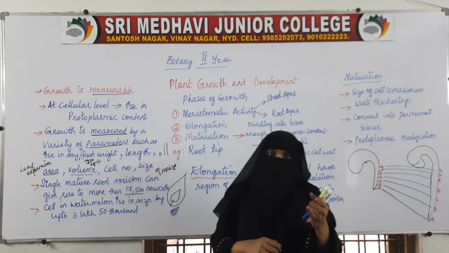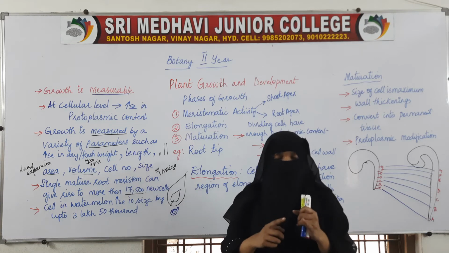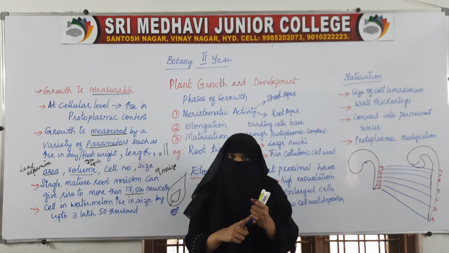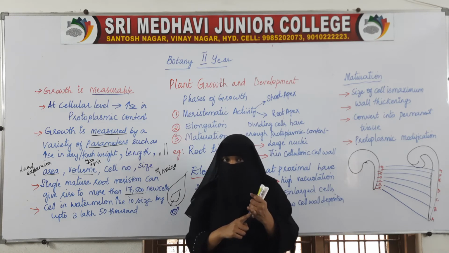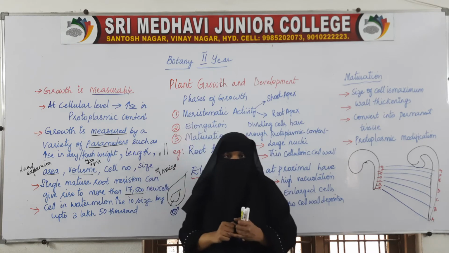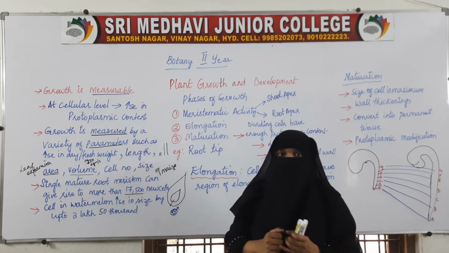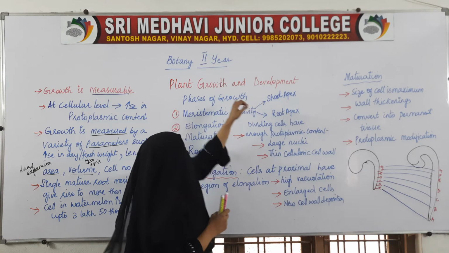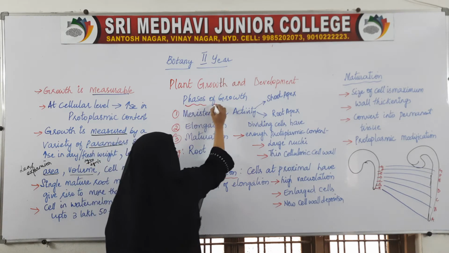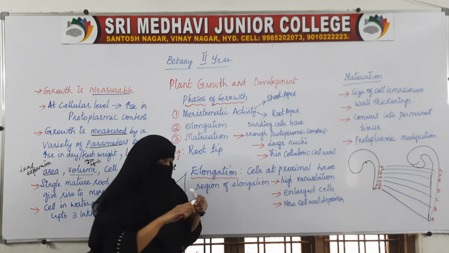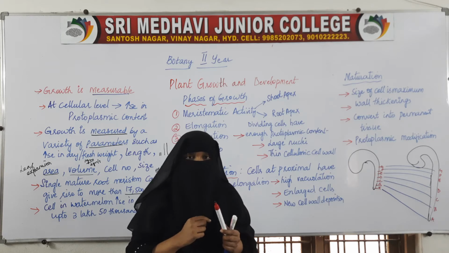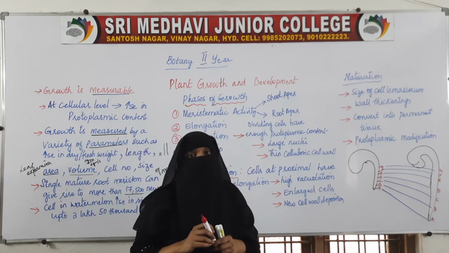So we have seen the characteristics of growth. Growth is fundamental, growth is conspicuous, growth is indeterminate, that is unlimited, and growth can be measured. Now we will see the different phases of growth. Growth takes place in different phases. It will not take place at once, instant, constant. It will take place in different phases.